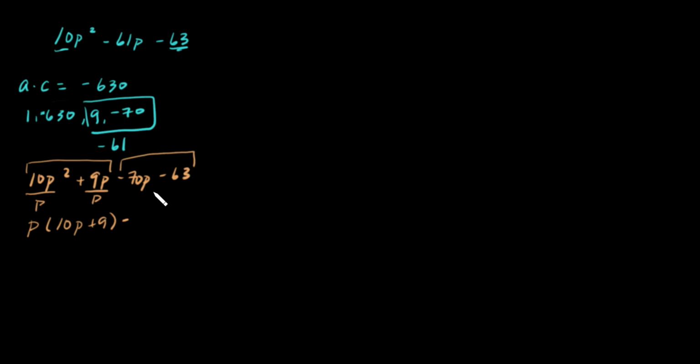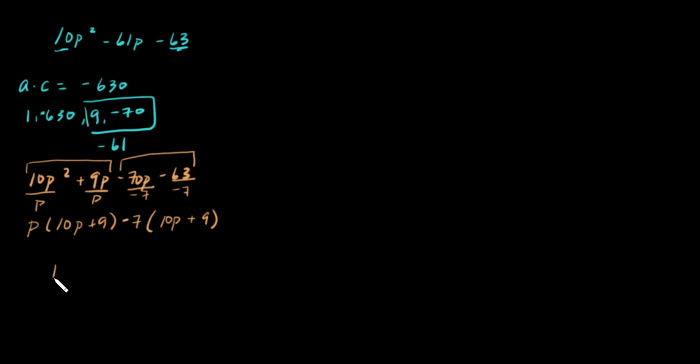A negative 7. Divide this by a negative 7. Divide that by a negative 7. So I factored out a negative 7. And so I get 10p. Negative and negative is positive 9. Now, after doing so, I get two terms.